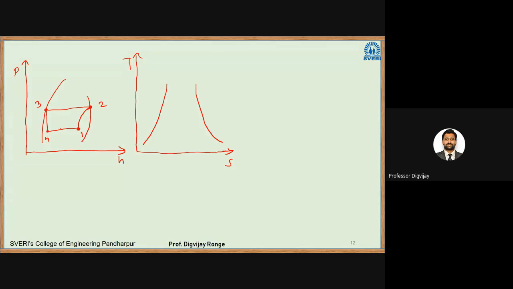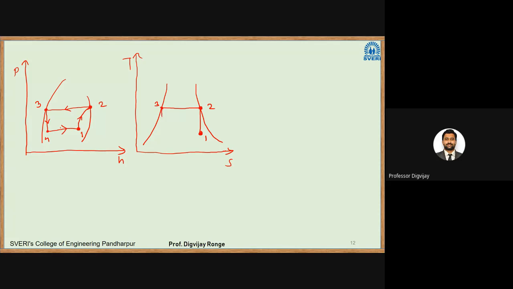So 4 to 1 is evaporation, here compression, here condensation, and this is an isenthalpic expansion. Similarly, in this case, point 2 will lie on the saturated vapor curve. As this is isentropic compression, there will be a straight line. This will be point 1. Then we have point 3 here.